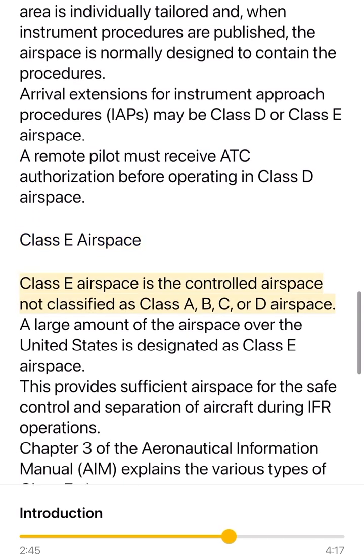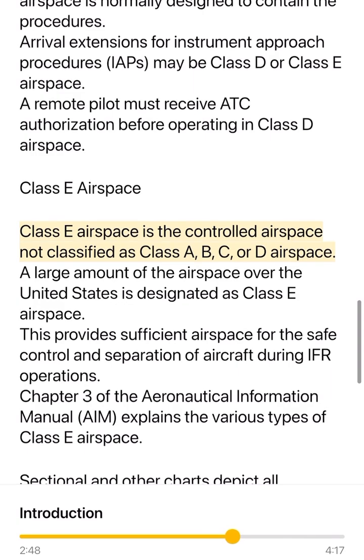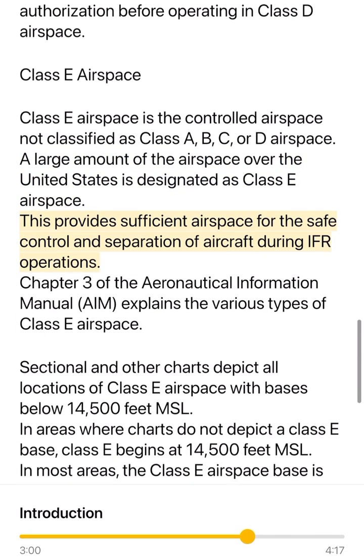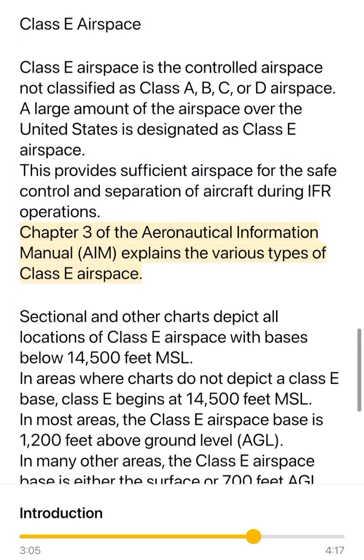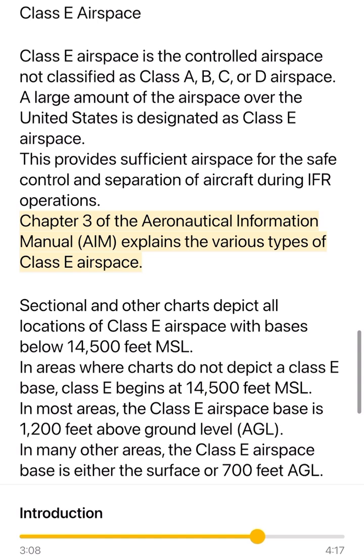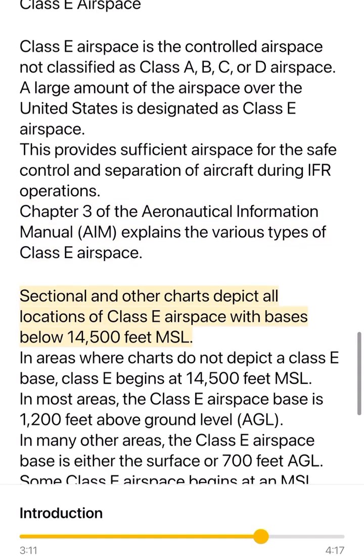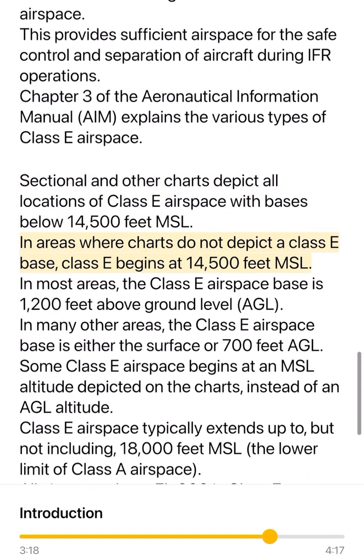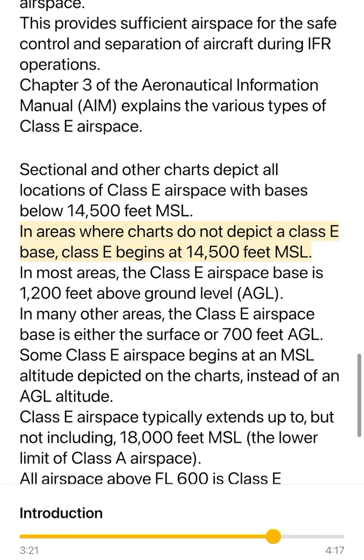Class E airspace. Class E airspace is the controlled airspace not classified as Class A, B, C, or D airspace. A large amount of the airspace over the United States is designated as Class E airspace. This provides sufficient airspace for the safe control and separation of aircraft during IFR operations. Chapter 3 of the Aeronautical Information Manual explains the various types of Class E airspace. Sectional and other charts depict all locations of Class E airspace with bases below 14,500 feet mean sea level. In areas where charts do not depict a Class E base, Class E begins at 14,500 feet mean sea level.